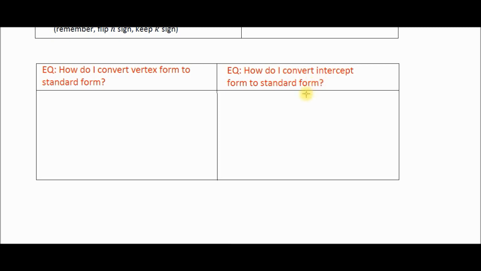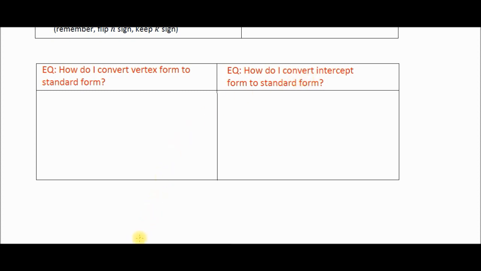Remember, class, standard form gives us two things that vertex form and intercept form do not. The first thing is it gives us the velocity of a projectile, something that's sent up in the air, that we're graphing height over time. It gives us the initial velocity in the b value, and it gives us the initial or starting height in the c value. So there are times we'll want to convert a vertex form or an intercept form quadratic to standard form so we can find those things.